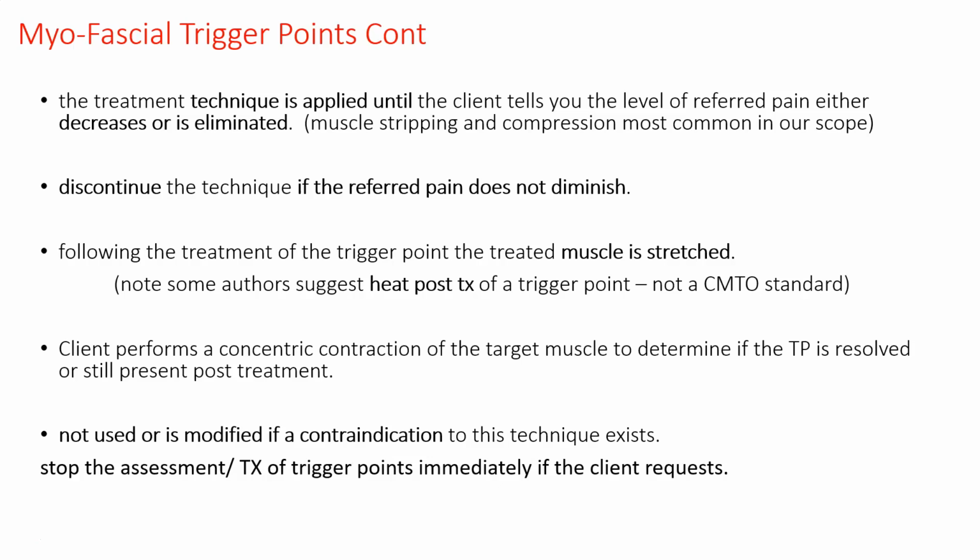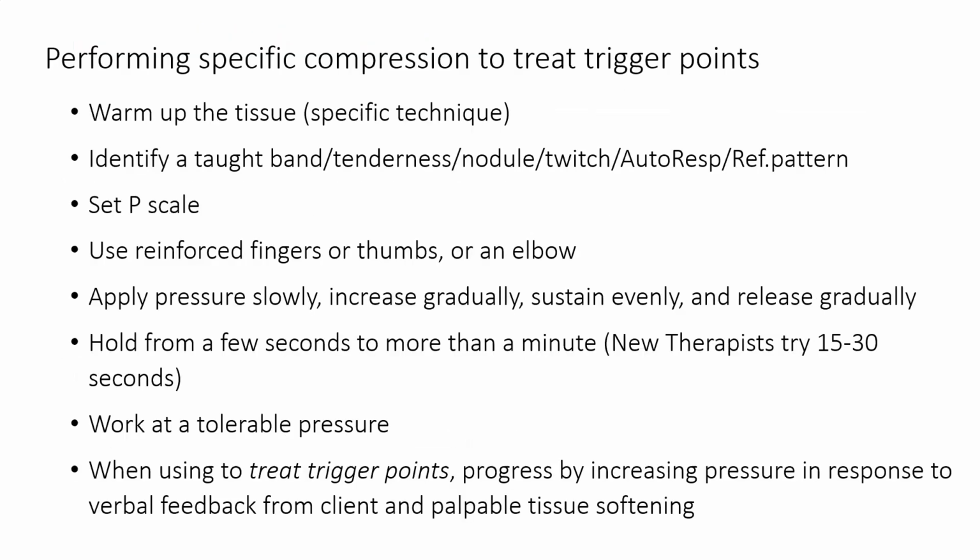The client performs a concentric contraction of the target muscle to determine if the trigger point is dissolved or still present post-treatment. So you have them work that muscle to see if it brings back any of the symptoms. Not used or is modified if a contraindication to this technique exists. So, obviously spasm you have to be careful of, blood thinners and so forth. We stop the assessment and treatment of trigger points immediately if the client says, I can't take that anymore, it's too much for me, and stops.